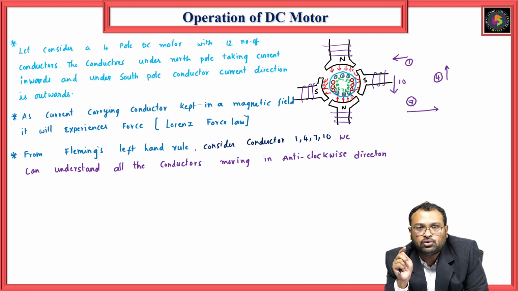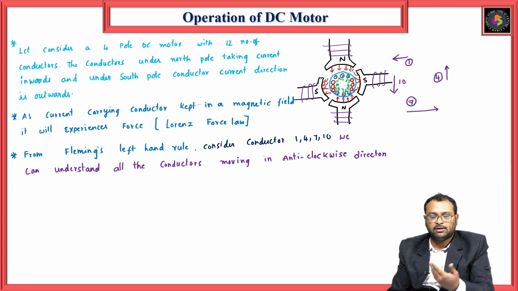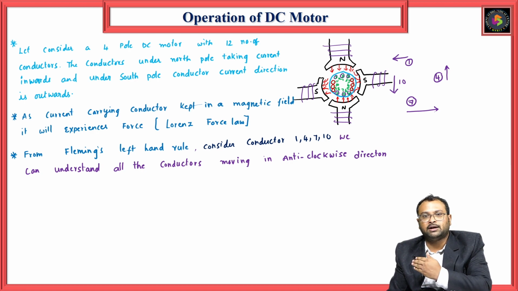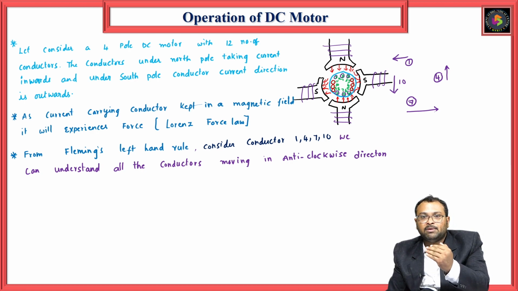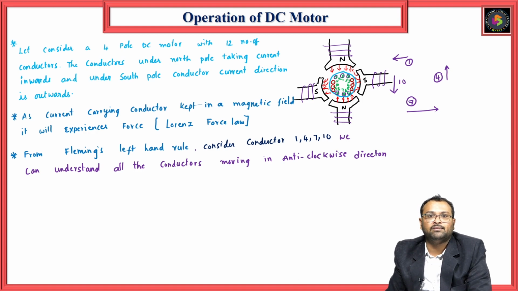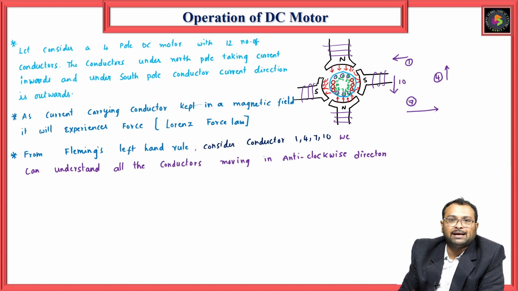That means we gave the EMF to flow the current towards the conductor, but what is happening? It is flowing outwards from the conductor. That's why the generated EMF is known as back EMF.